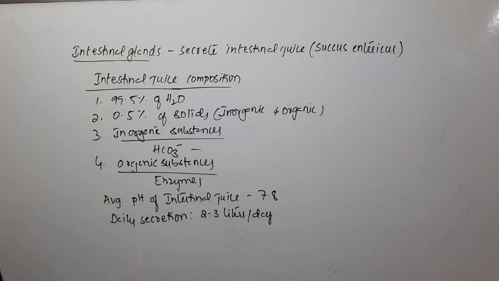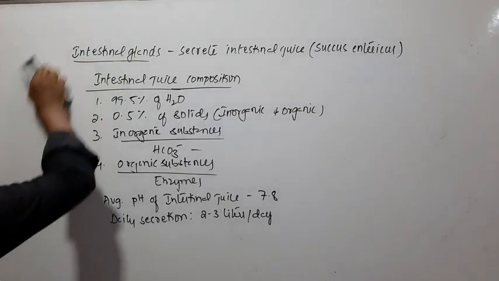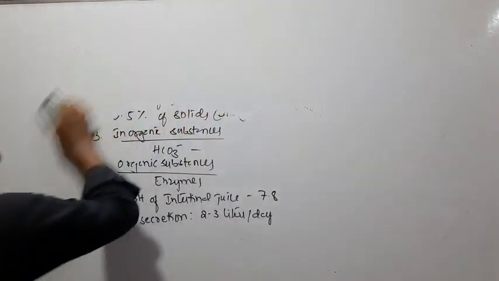So that's all about these intestinal glands and the intestinal juice produced from them. With this, we completed all the different digestive glands present in the human body. Now, let us continue to the physiology of digestion.